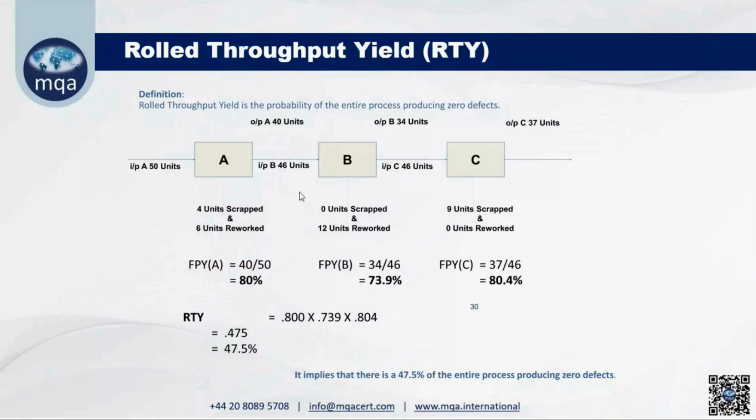So how much is it? See, understand here, from 54 minus 46. From 46, 12 are reworked. So for C machine, 46 will be input. But here we will minus the yield because 12 parts are reworked, not okay at the first attempt. Now out of 46 parts, 9 are scrapped. So 46 minus 9 is 37. So out of 46, 37 are okay. So yield for C machine is 80. Now this is individual yield.